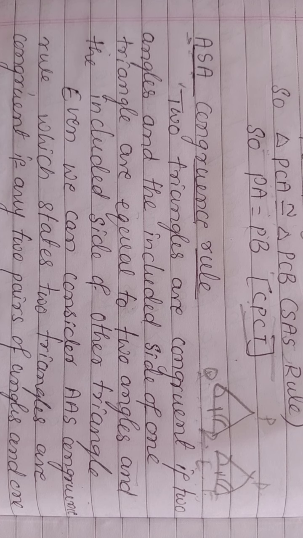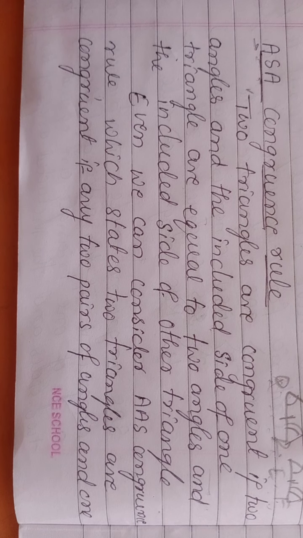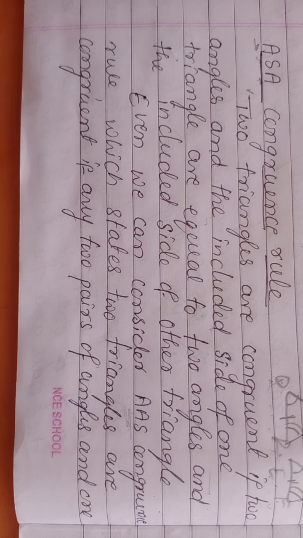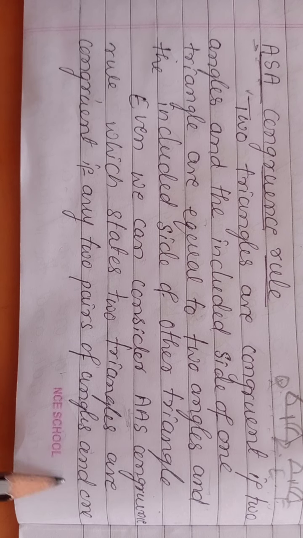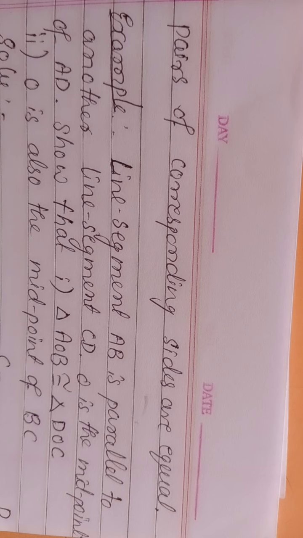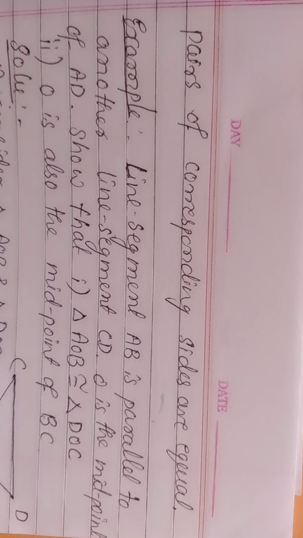Got it? So we can even write it as AAS also. What AAS means is that two triangles are congruent if any two pairs of angles and one pair of corresponding sides are equal. Okay, if one pair of corresponding sides are equal, then we can say that it is the AAS congruency rule. Clear, children? Now we will go with one of the problems related to this.